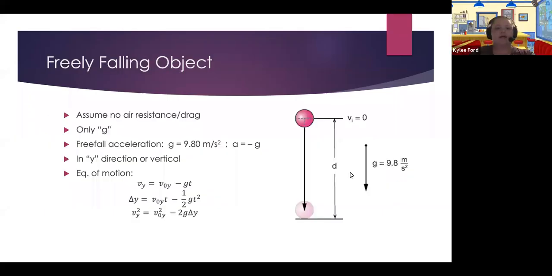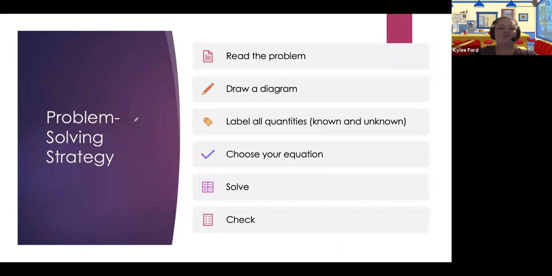All right, welcome back. We are going to go over first problem solving. Okay, so this is a strategy. You can use it or you cannot use it. This is how I tend to do these kinds of problems.